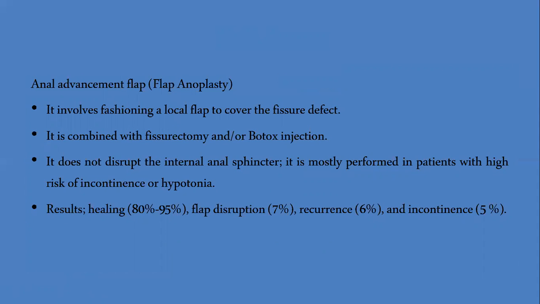The last option of surgical treatment of anal fissure is the anal advancement flap. An anal advancement flap involves fashioning a local flap to cover the fissure, and may be performed alone or combined with fissurectomy and/or Botox injection.